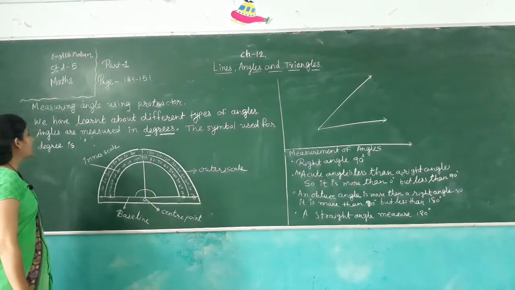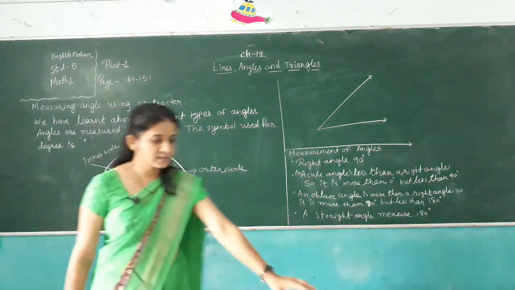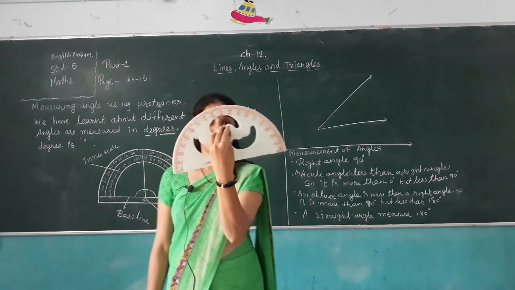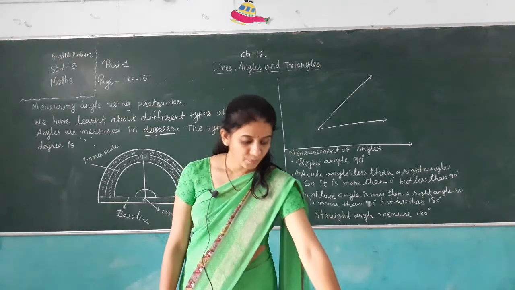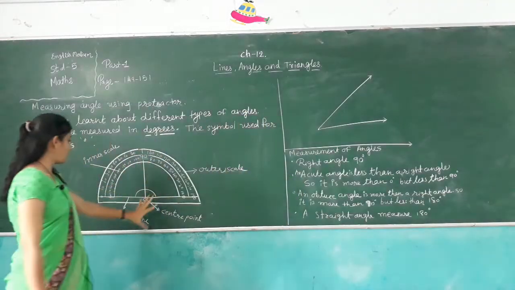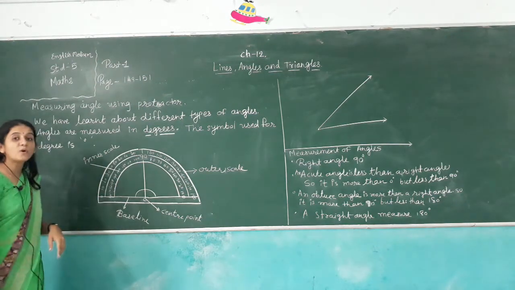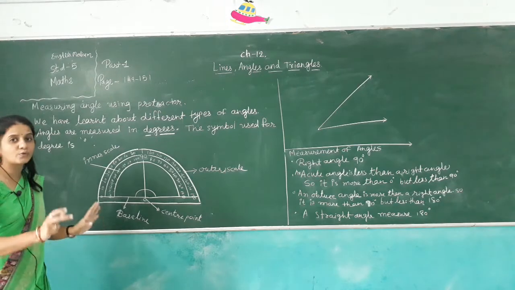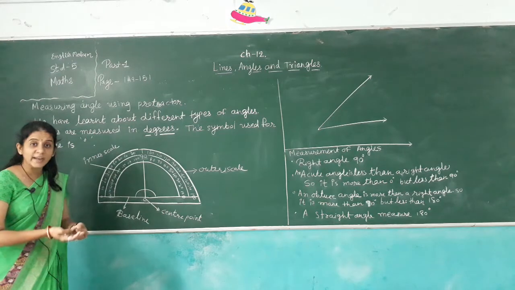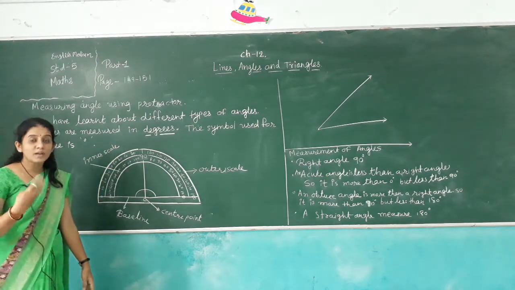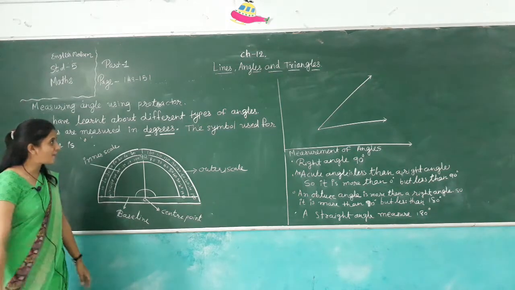Now next, measuring angle using protractor. This is called protractor. This type of protractor is in your compass box. Look at it properly. Ma'am also made one protractor here. We have already learned about different types of angles: right angles, acute angles, obtuse angles, straight angles. Four types of angles we learned.